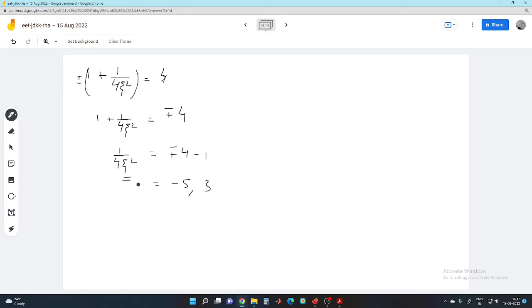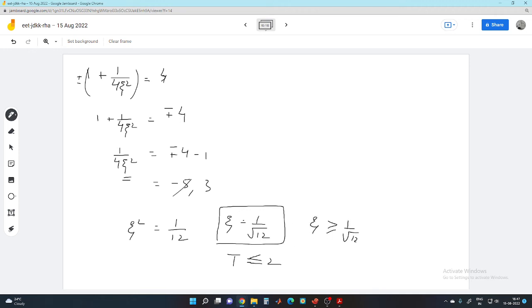Damping square cannot be a negative value, so we cancel this. So we use xi square equal to 1 by 12, or xi equal to 1 by root 12. This is the value of damping we require so that the maximum transmissibility is less than or equal to 2. For this, xi should be greater than or equal to 1 by root 12. You can check it by substitution also. So now that we know this, we move forward to the other parts.